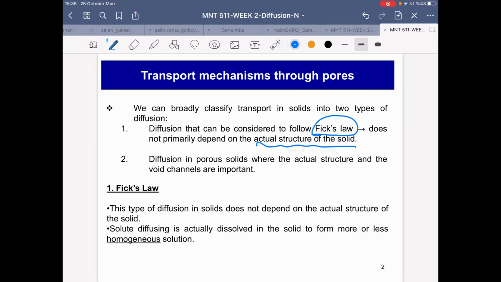So just from these two bullets, we can think that we're going to be talking about Fick's law, and then we're going to make some corrections to understand what's really happening in porous solids compared to what we had learned at this step. So Fick's law is the type of diffusion in solids that doesn't depend on the actual structure of the solid. The diffusing solid is actually dissolved in the solid to form a more or less homogeneous solution. That's our basic assumption here.